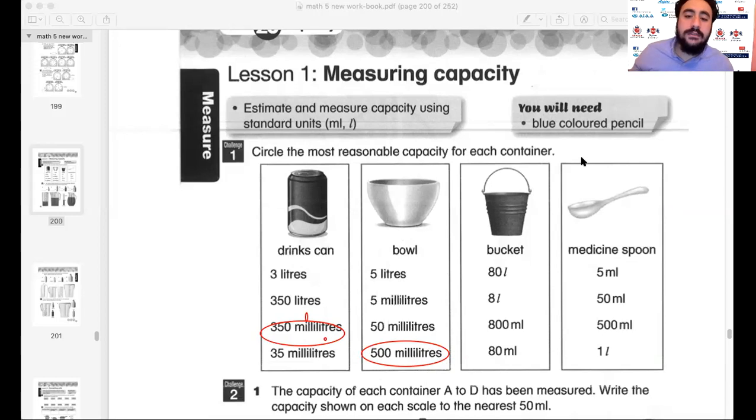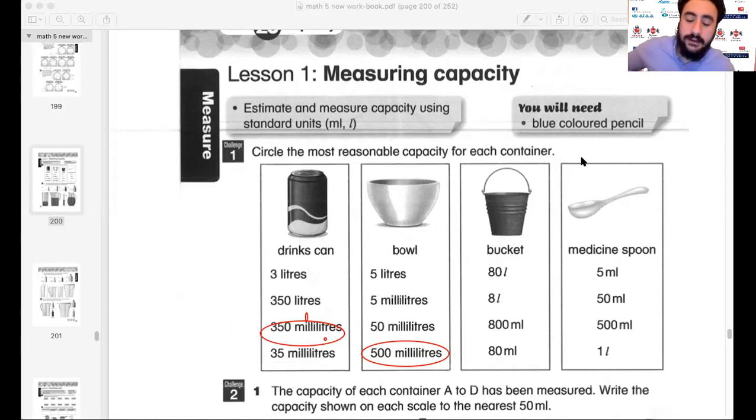Okay, Yassine. That's all about capacity. We talked about length, mass, and we're talking about capacity right now. All you need to know about these units is to know the units well, know how to convert from one unit to another, know how to order them, know how to give a reasonable answer for examples like this.